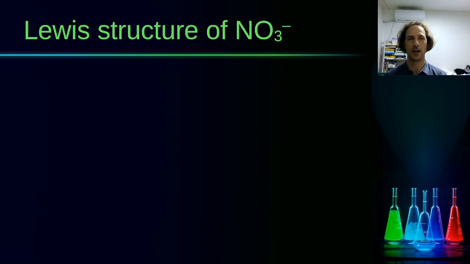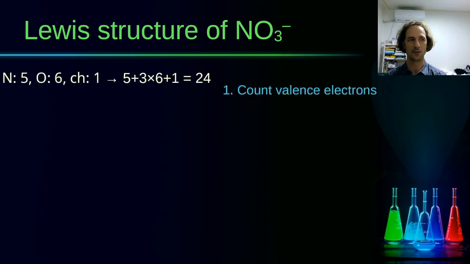So let's take a look at the electronic structure, the Lewis structure, of one of these polyatomic ions, the nitrate ion, NO3-. First we need to count the valence electrons. Nitrogen has 5 valence electrons, oxygen has 6 valence electrons, and because this polyatomic ion has a negative charge of -1, we also have to add an electron, which causes that -1 charge. So in total we have 5 plus 3 times 6 plus 1, which is 24 valence electrons.